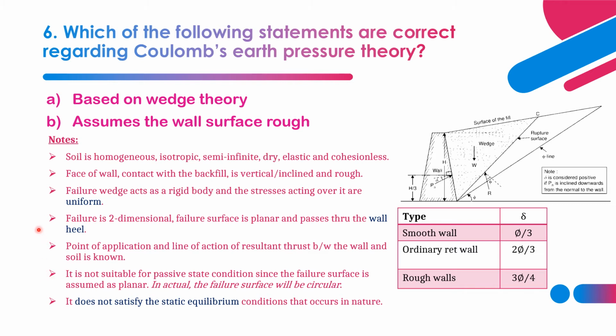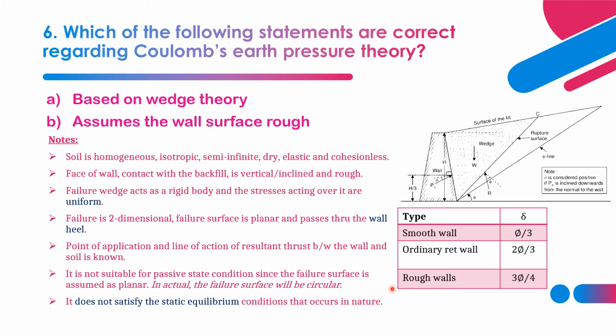And similarly, we can follow assumptions in Rankine's earth pressure theory. In Rankine's theory, we are considering elemental failure. In Coulomb's theory, we are considering wedge failure, but in Rankine's theory, we are considering elemental failure. That is one difference between Rankine's and Coulomb's theory. And another thing is, wall is assumed to be smooth in case of Rankine's theory, and wall is assumed to be rough in case of Coulomb's wedge theory.